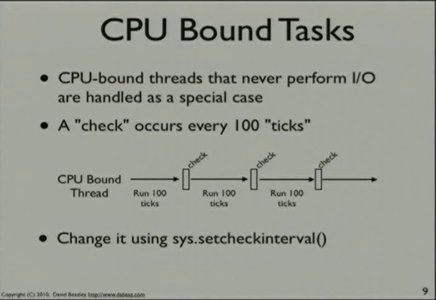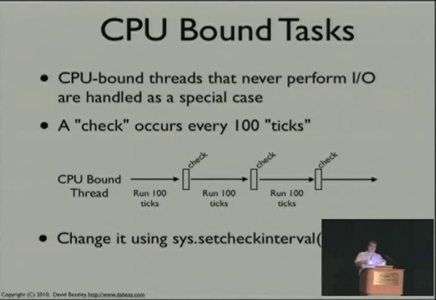Now, the tricky bit is that sometimes you have threads that just don't give up the CPU. This is the classic CPU-bound thread that will just sit there and hammer and hammer on the processor. The interpreter actually has a check to deal with that. There's a so-called check that takes place every 100 ticks. We'll say what those are in a second. If you have a thread that's hammering on the processor, every 100 ticks it does this mysterious check.